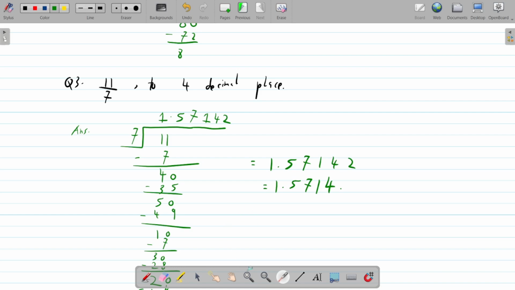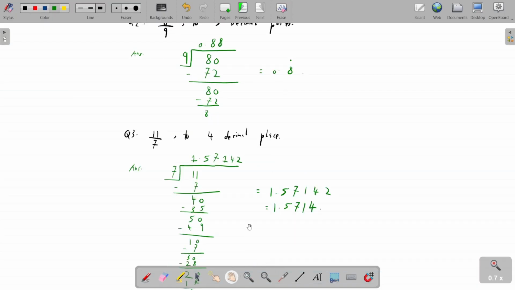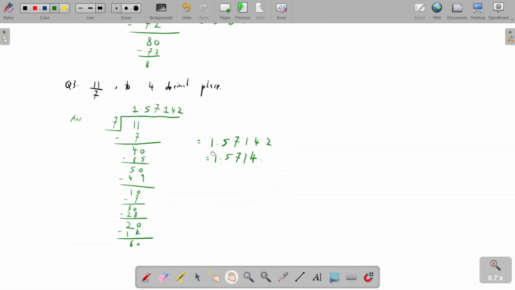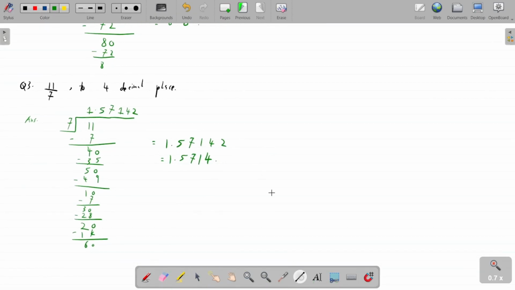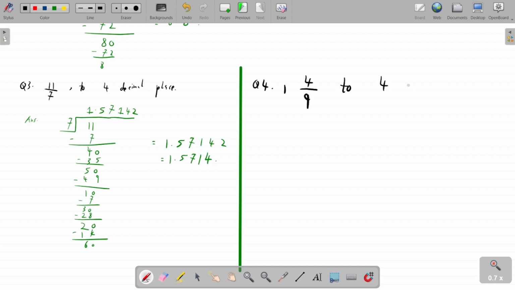Okay, that's that. Let me see. We'll do one more question here for this one, and we're done with the entire topic. Question number 4. Let's combine this first. So 1 and 4 by 9 to 4 decimal places.